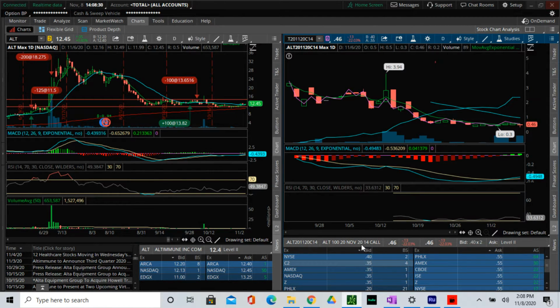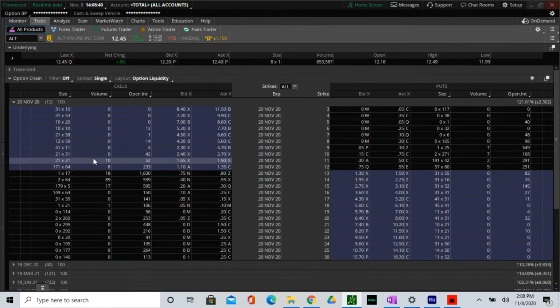So what I did is I just moved to the November 20th $14 calls. That's this chart right here, right? So when we come here, I click the November 14 calls, right? This is the strike price. I'm calling November 14, right? And the volume was 89. That's the most out of the contracts that are out of the money. The open interest is at 539, and the bid and the ask is at 40 and 55 cents, right?